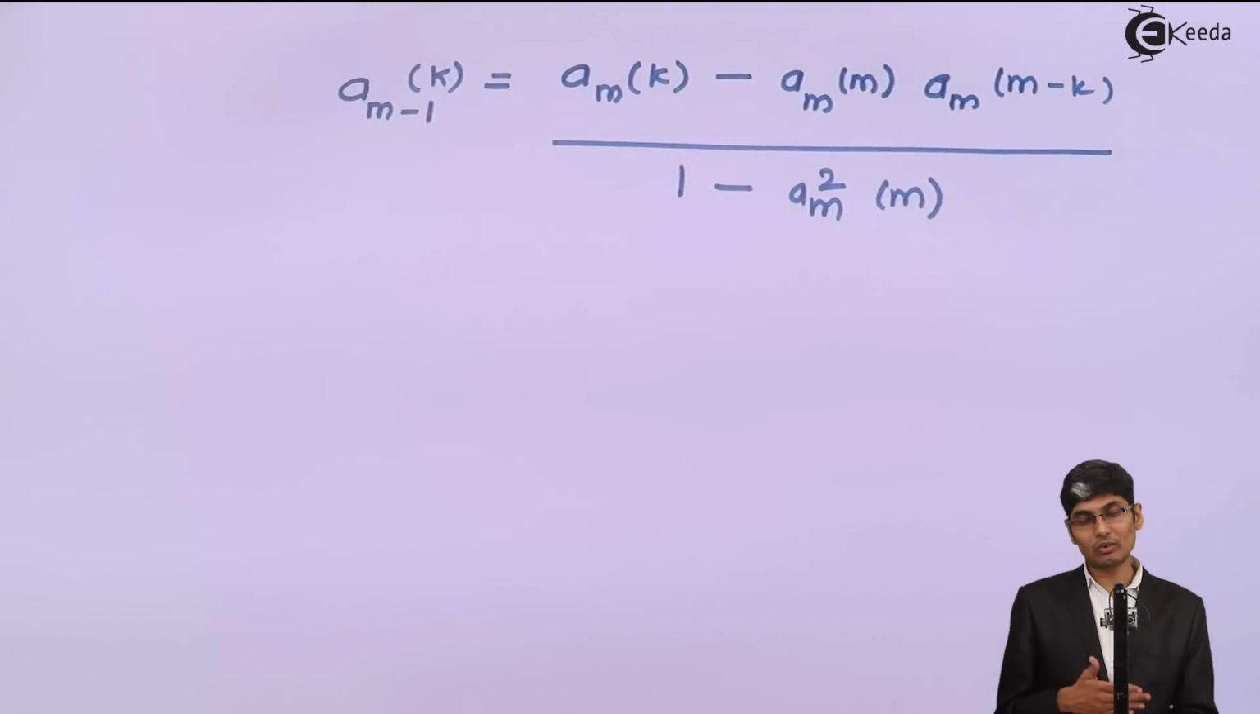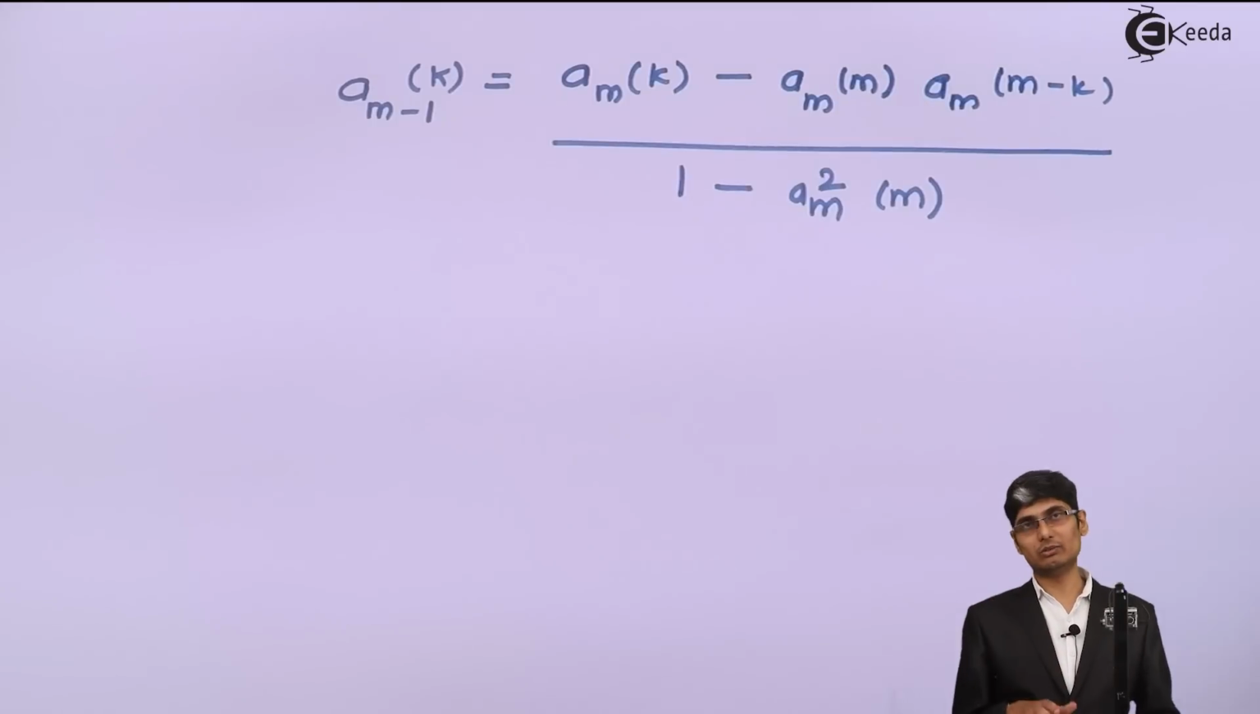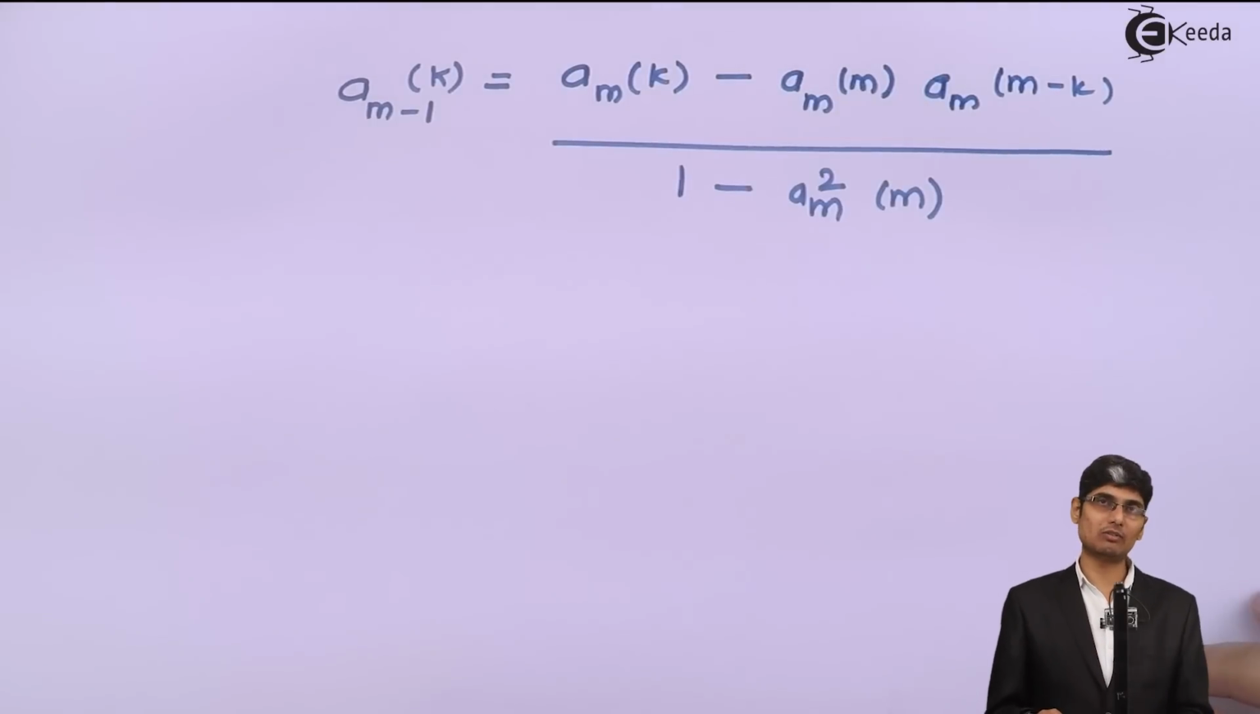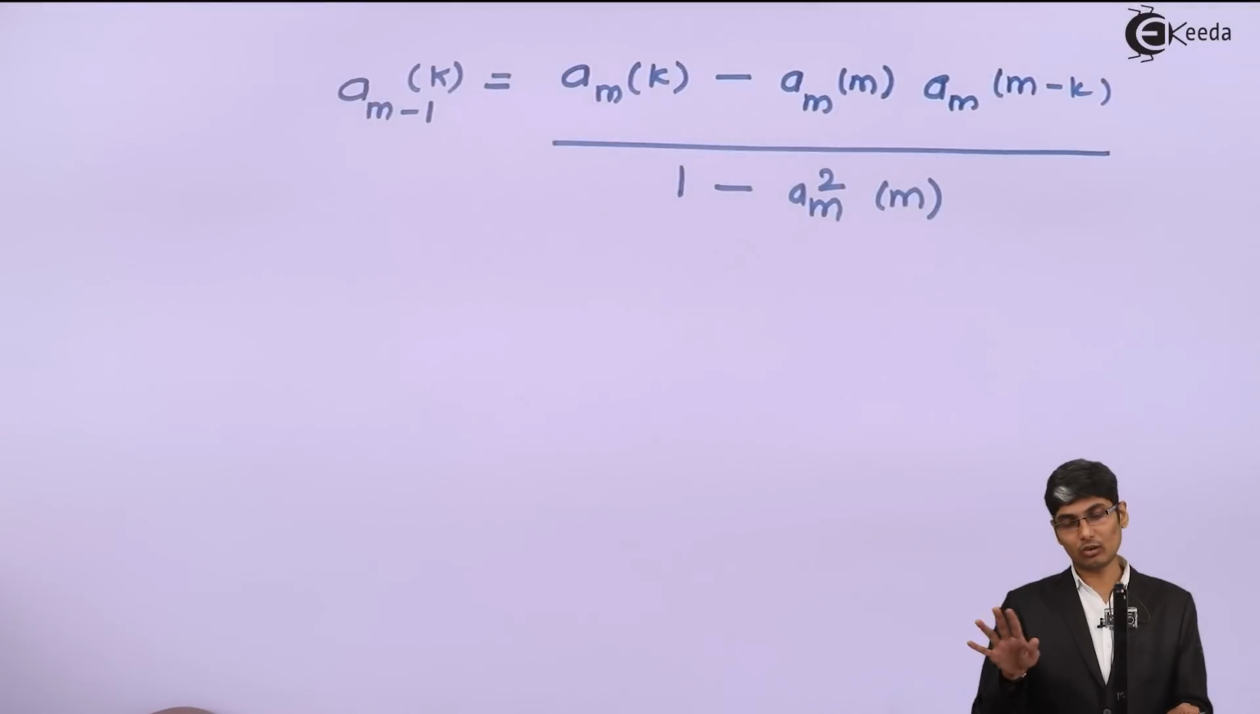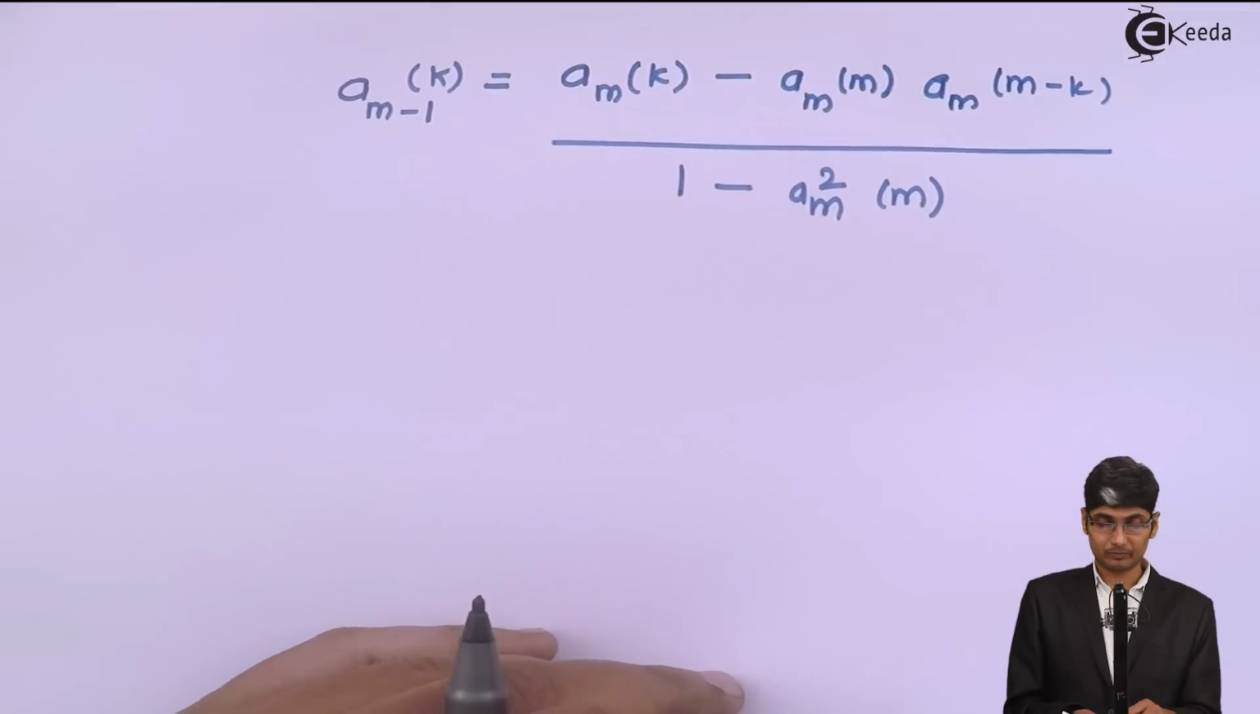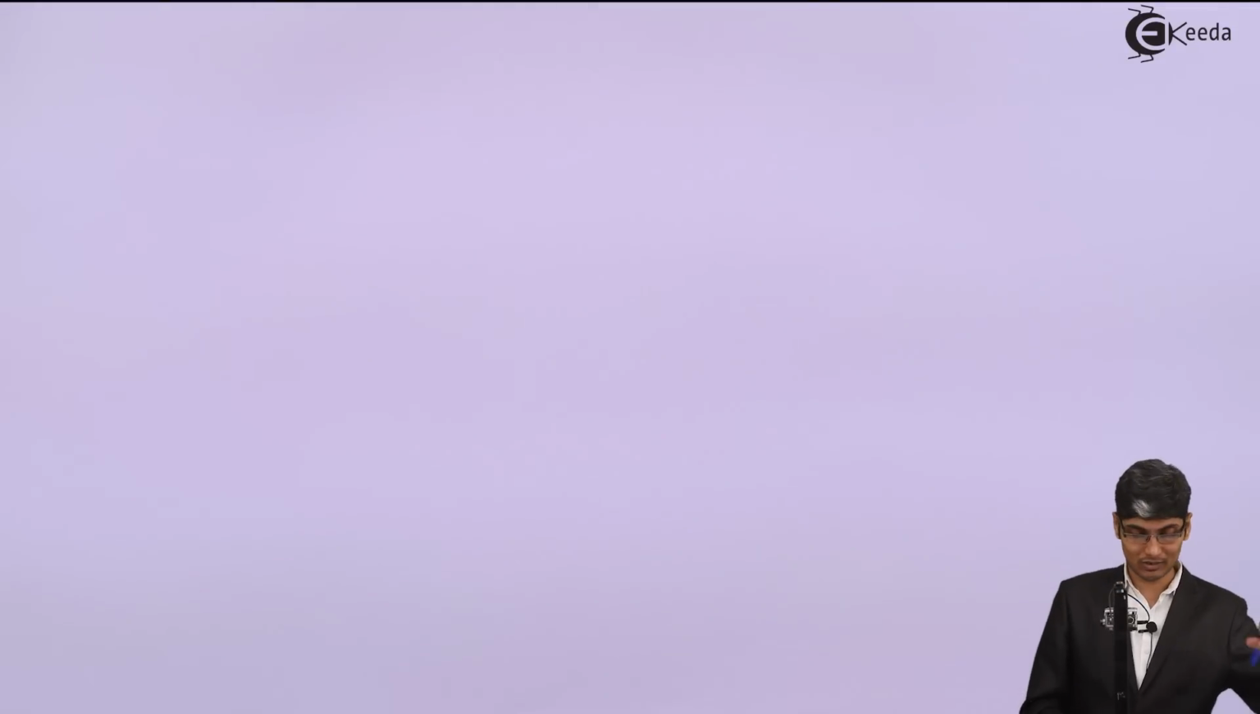So k is bounded by m, and m is the order of the equation or order of the transfer function. Okay, so this is really, really confusing if I talk in terms of variables. So let us take up a problem that will actually give you the insight of how to design a lattice structure. Let us take an all pole filter.